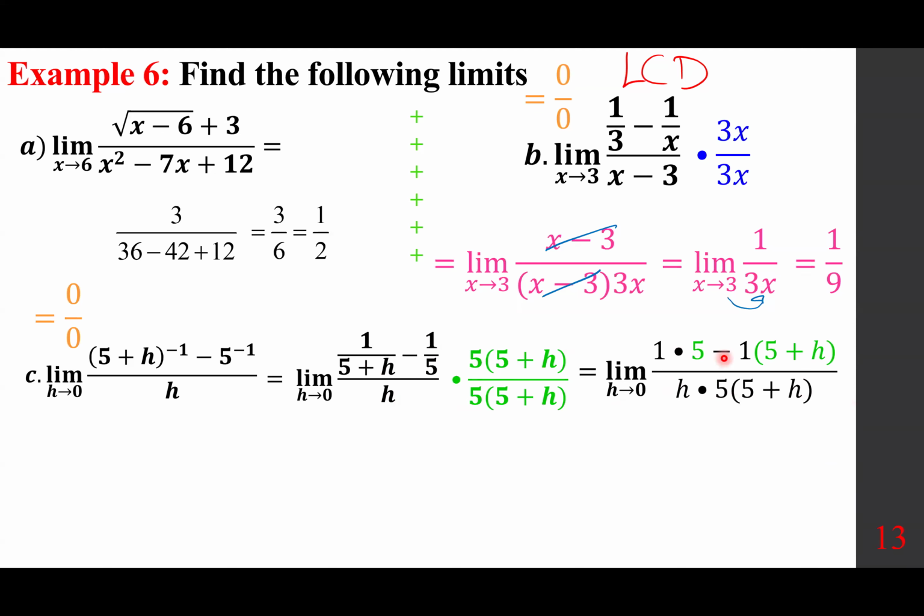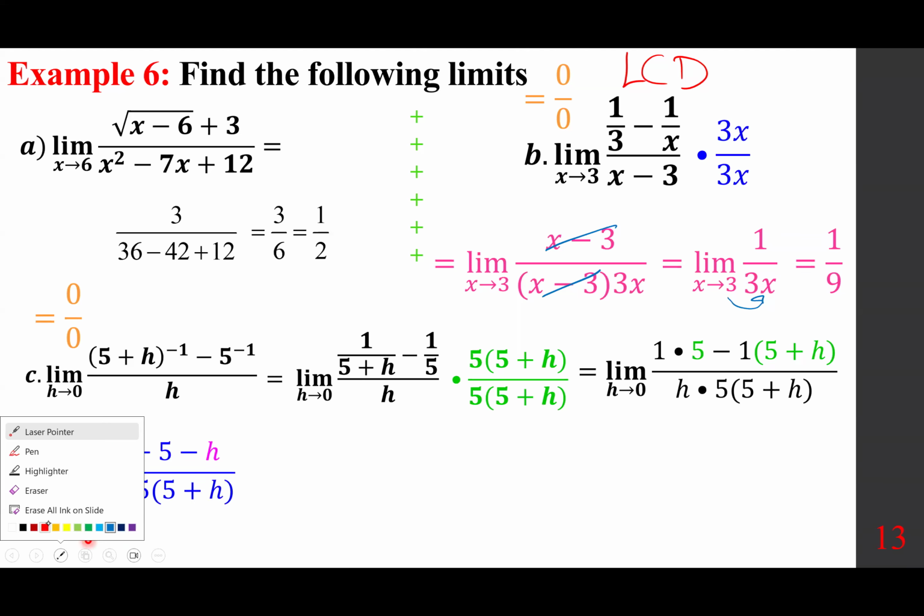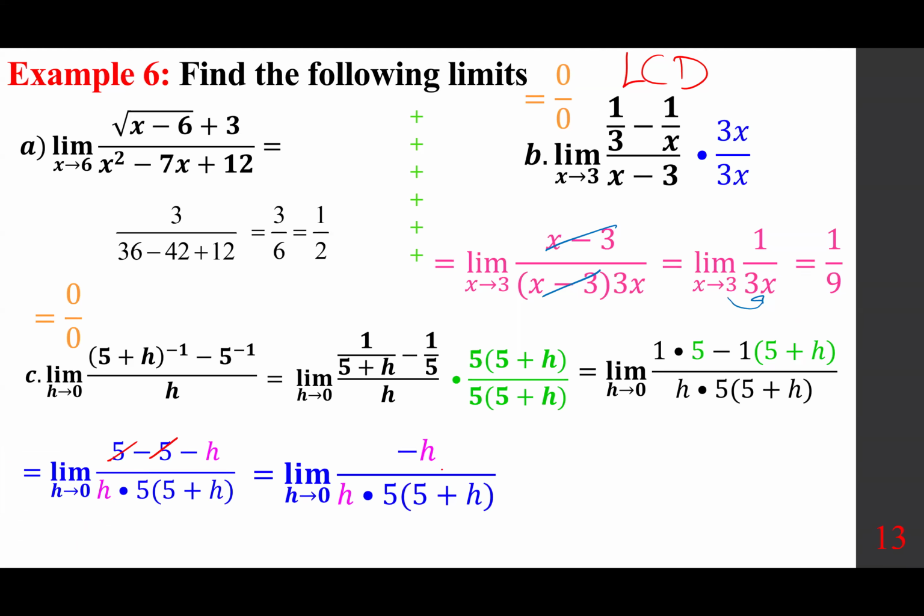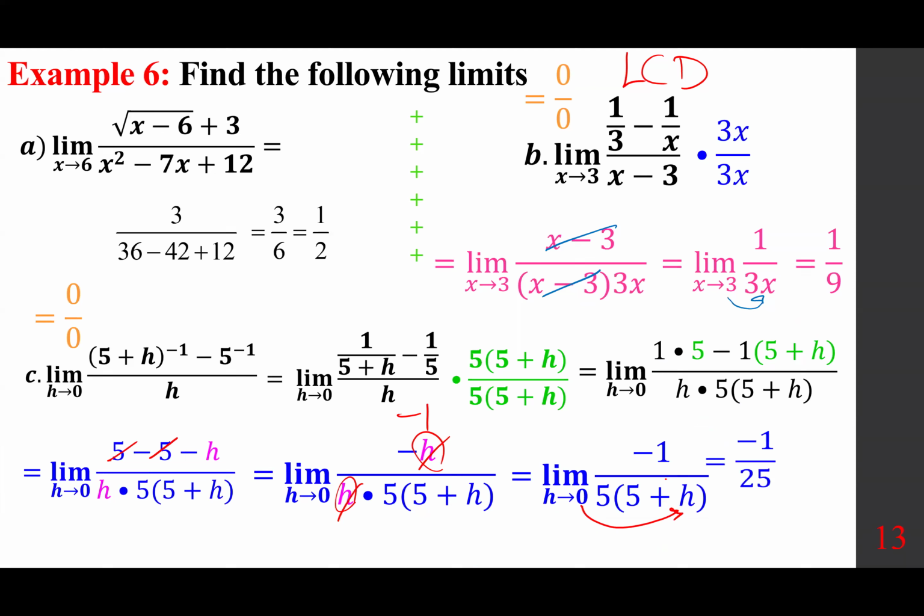The top is 5 minus 5 minus h. These two cancel each other, so the numerator is h. And then h cancels with the h in the denominator, so the numerator is only negative 1. And now if I plug in, I get 5 times 5, 25 in the denominator, resulting in the final answer of negative 1 over 25.